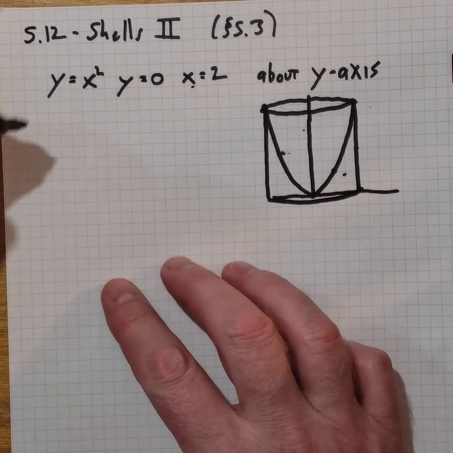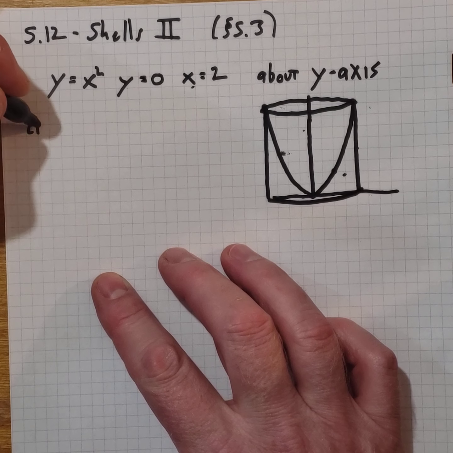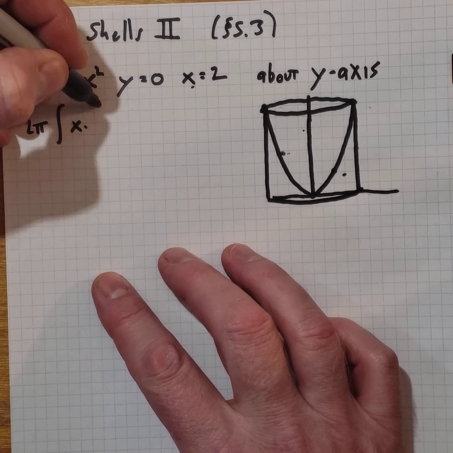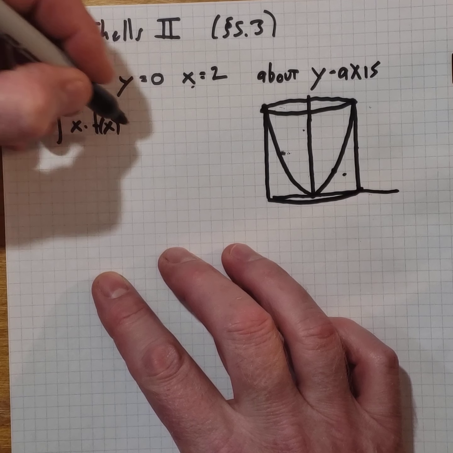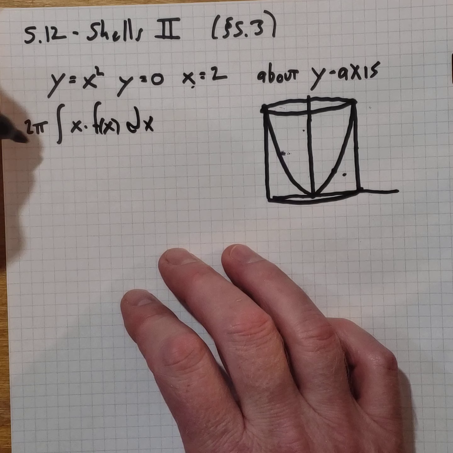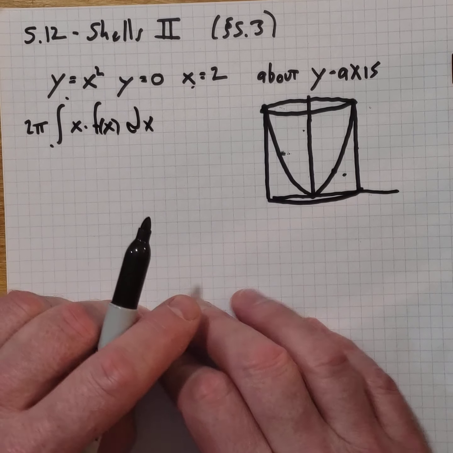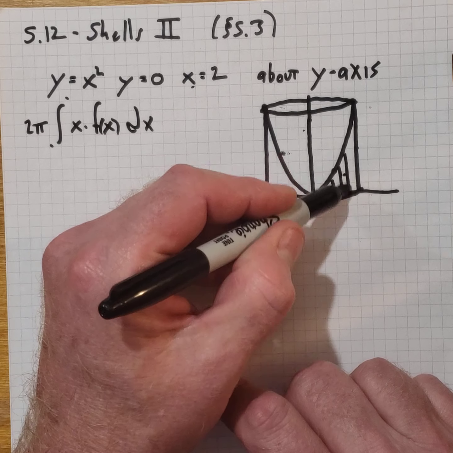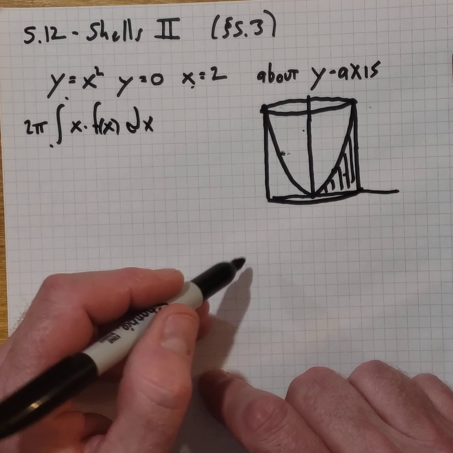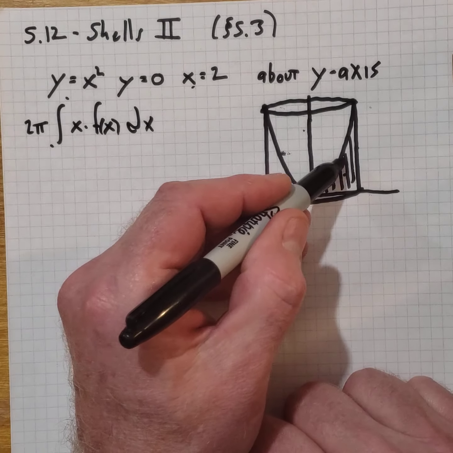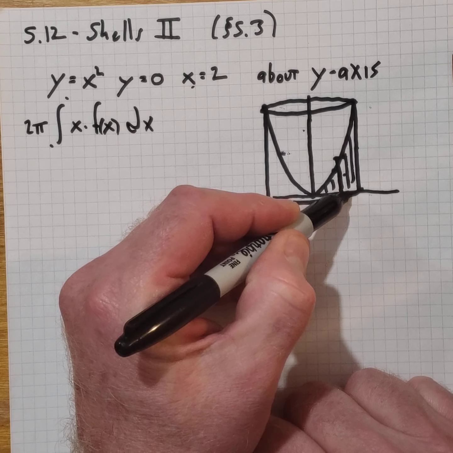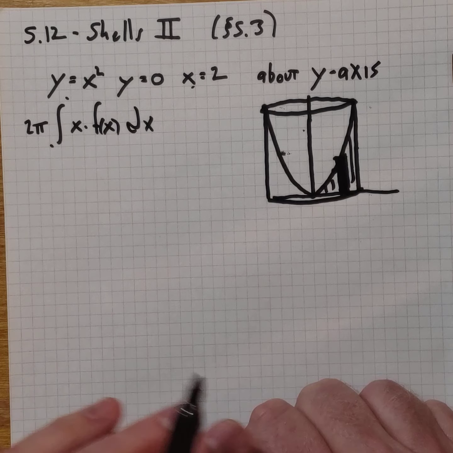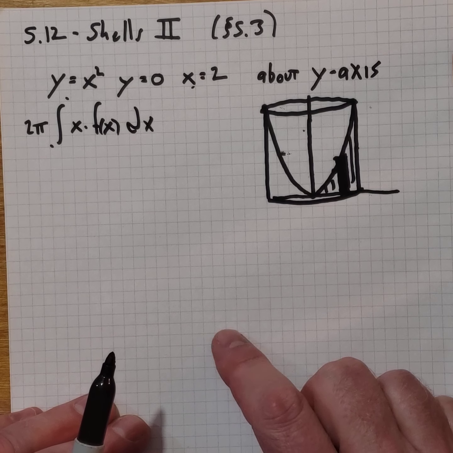Remember, the setup for the method of shells is 2 pi, the integral of x times f of x dx from a to b. And the a to b comes from the region that you're rotating. Okay, so the region that we started with is right here. And if you pick a representative rectangle, just one rectangle from our division there, all the information that you need is contained in that.